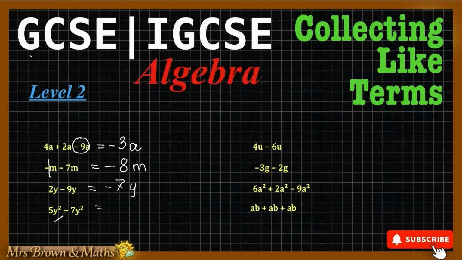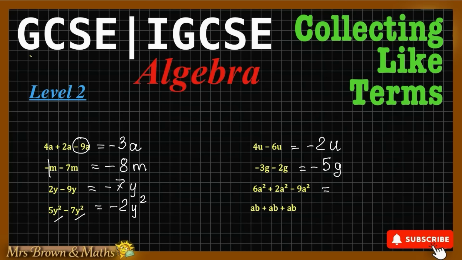Right. Next question. The variable is y squared. We deal only with coefficients. Variable stays the same. 5y squared minus 7y squared would be minus 2y squared, because 5 minus 7 is minus 2. Second column. 4u minus 6u would be minus 2u. Next question. Minus 3g minus 2g would be minus 5g.